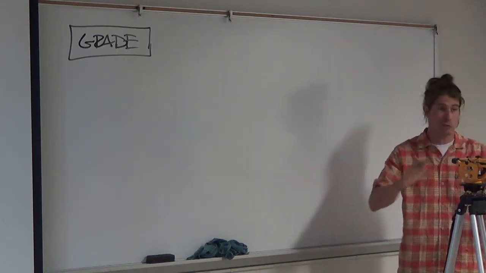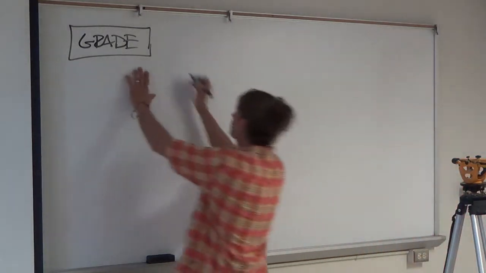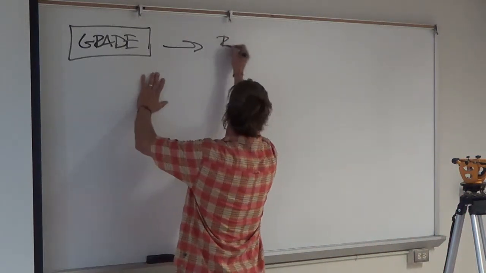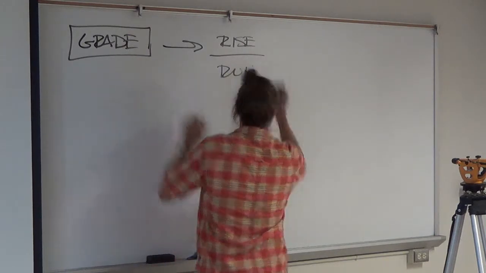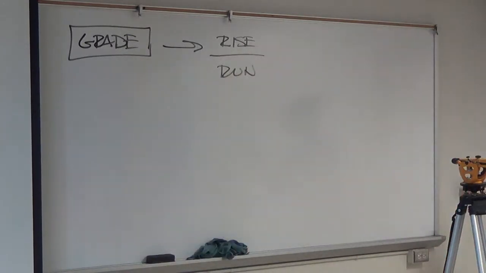Grade, by definition, the simplest possible definition, is just the amount that you rise over the amount that you run. What's interesting about that is, on a road, you never see the rise and the run. When you're driving along a tilted road, up or down, you don't see either the rise or the run.